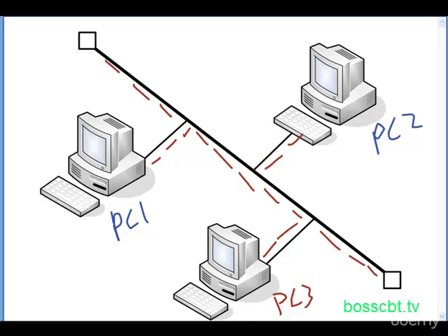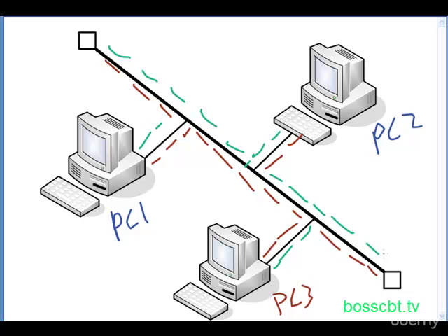So likewise, if PC2 wants to respond, it will source an Ethernet frame, it'll hit the bus, and then it'll start going in both directions. PC1 will receive the frame, and so will PC3. Again, PC3 ignores and discards the frame, because it's not addressed to PC3. So that's the bus concept.